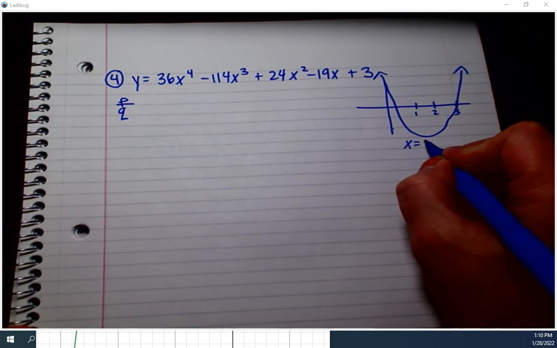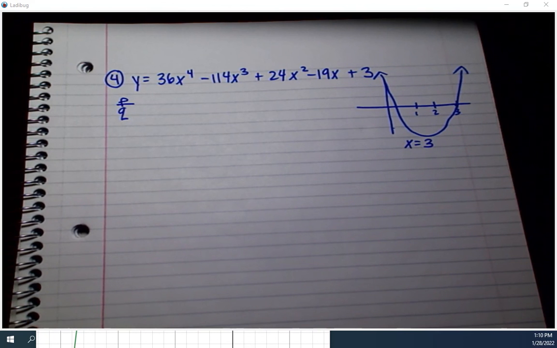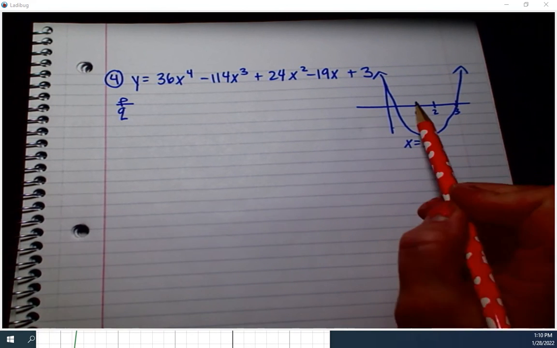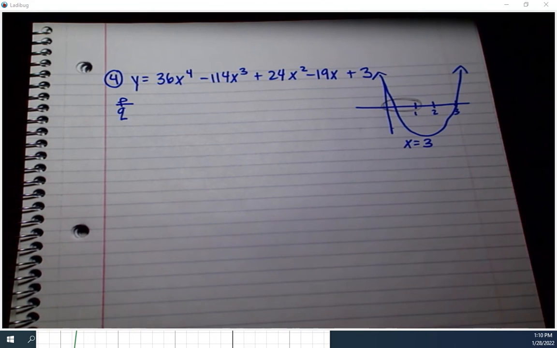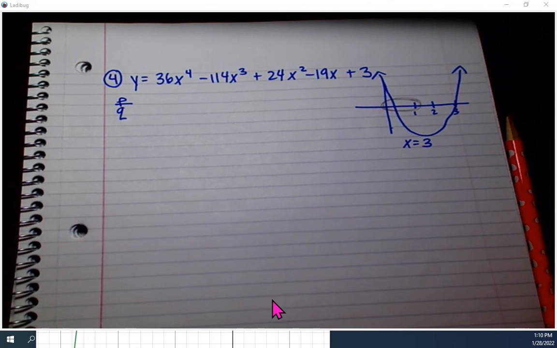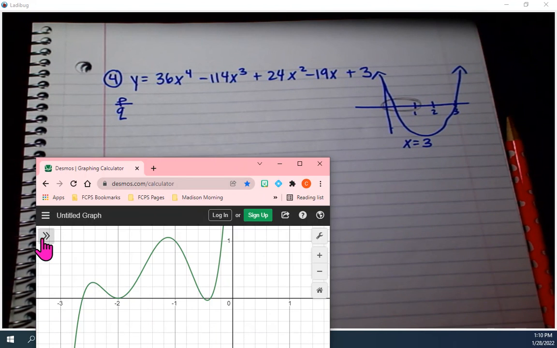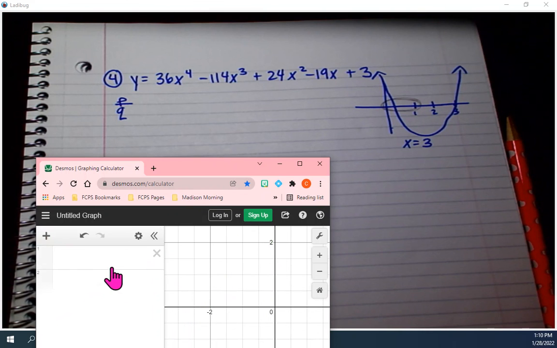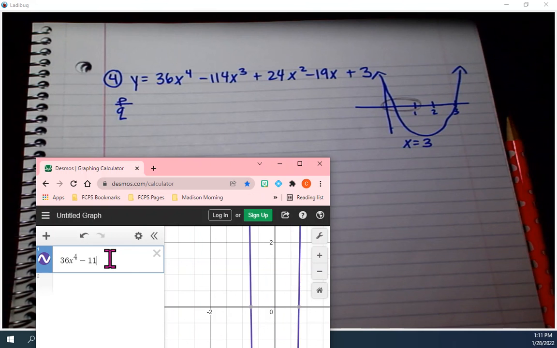So I see x equals 3. I got that part from my graph. It's this part right here that I'm a little concerned with. So you start trying to write that PQ list. I'm going to actually pop up the graph in Desmos. 36x to the fourth minus 114x cubed.